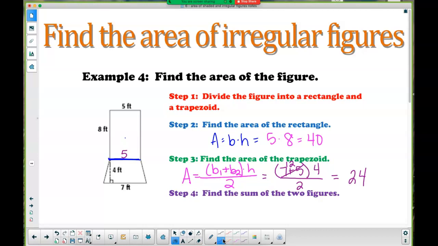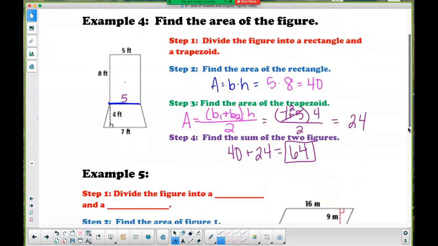Okay, and now we just add them together. 40 plus 24, we get a total area of 64 feet squared. Questions there?